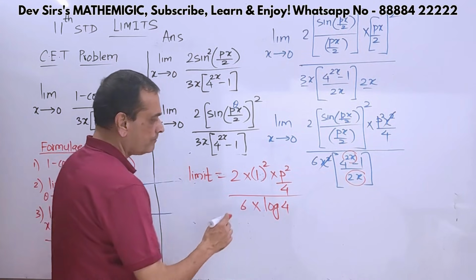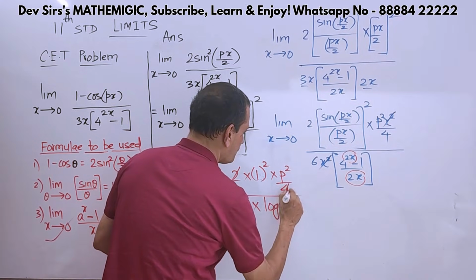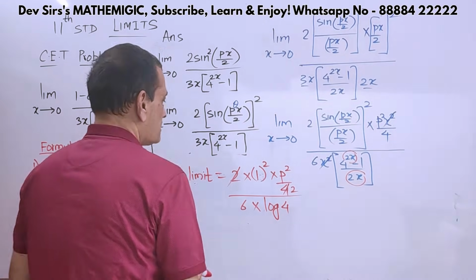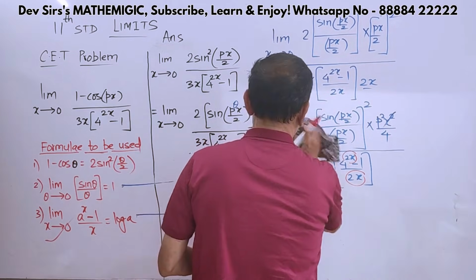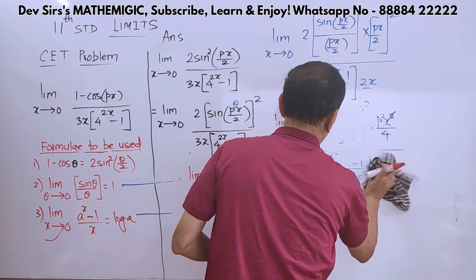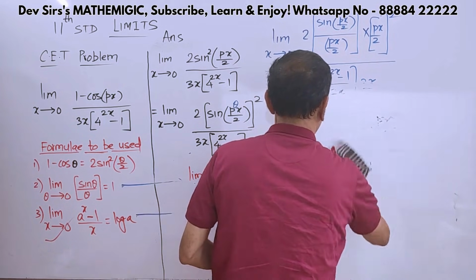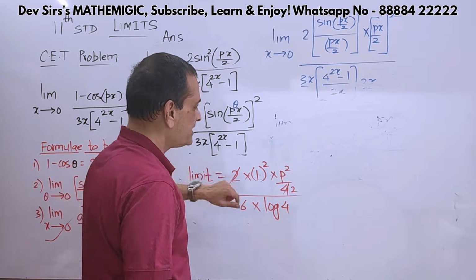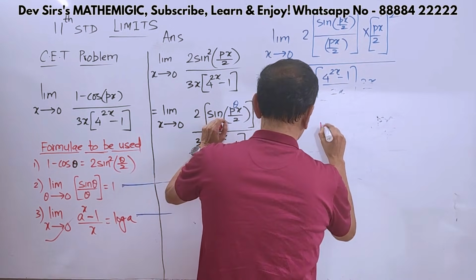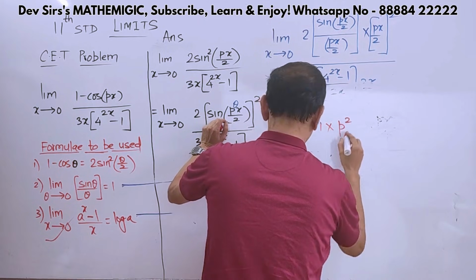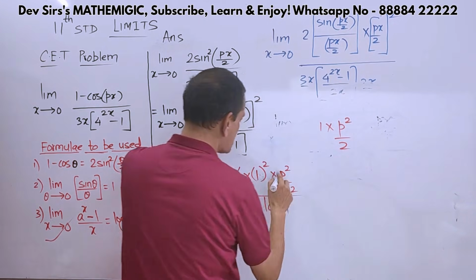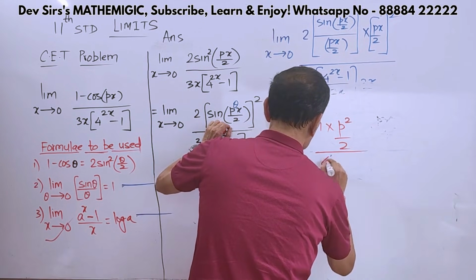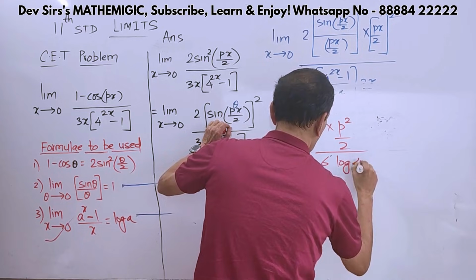How to simplify a little bit. 2 2s are 4. So what is left now? Final step: 1 squared is 1, into p squared by 2, into 6 log 4.